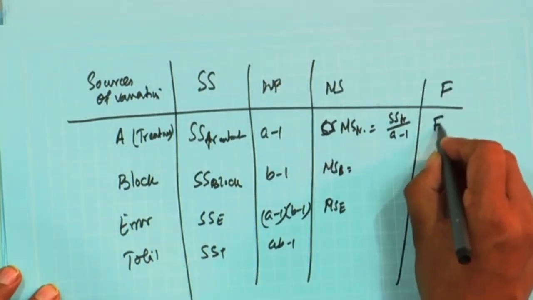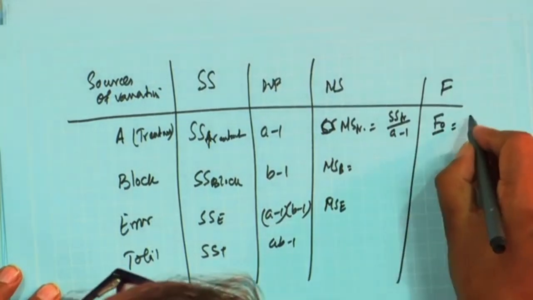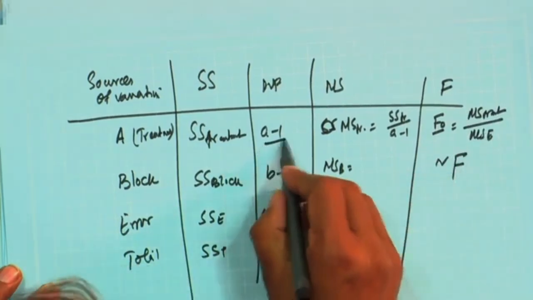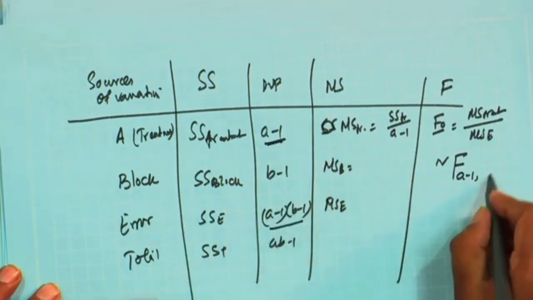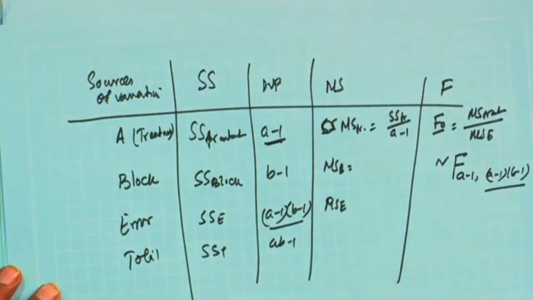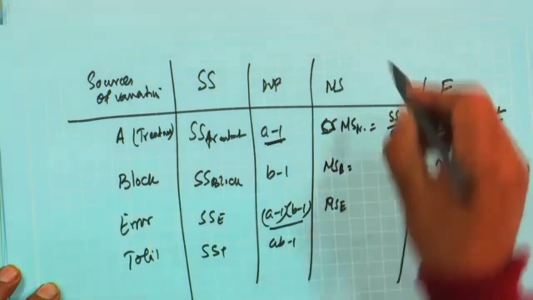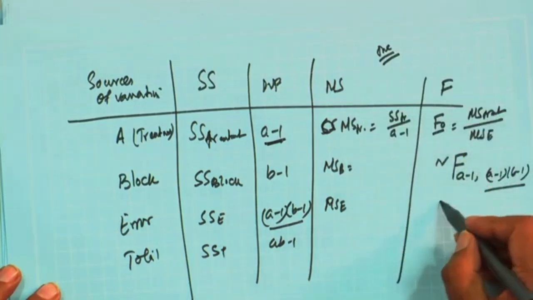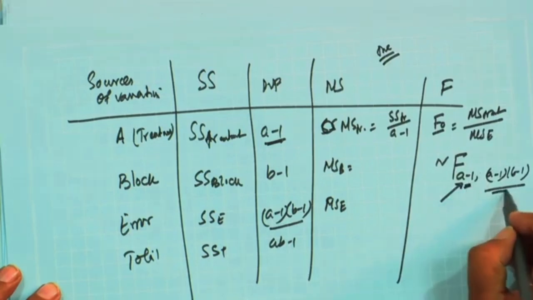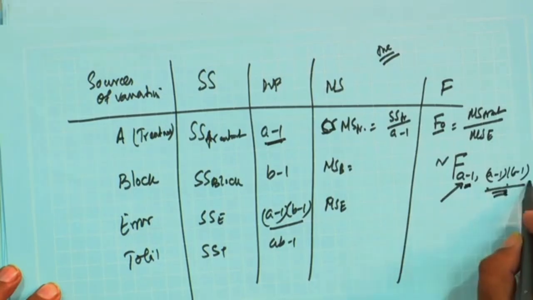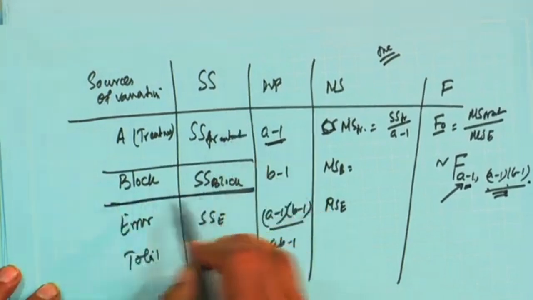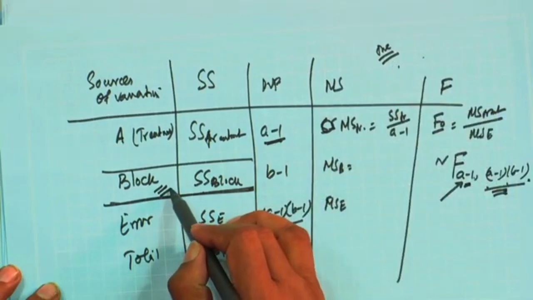Then find out F, we are interested only in the first one. So, F0 is MS treatment by MS error, which follows F distribution with A minus 1 numerator degrees of freedom and (A minus 1)(B minus 1) denominator degrees of freedom. See the difference between this and the one factor completely randomized design. One of the differences is that the denominator degree of freedom is changed; there it was A into (N minus 1), and here (A minus 1)(B minus 1). Essentially, the major difference is that without blocking, you eliminate this component and do not consider it.